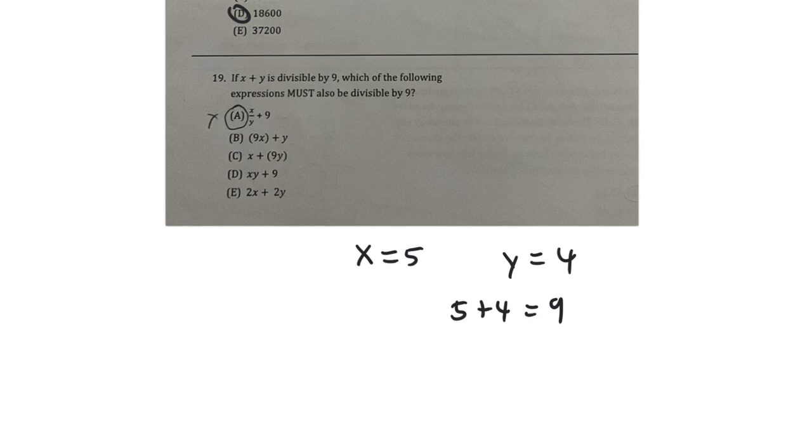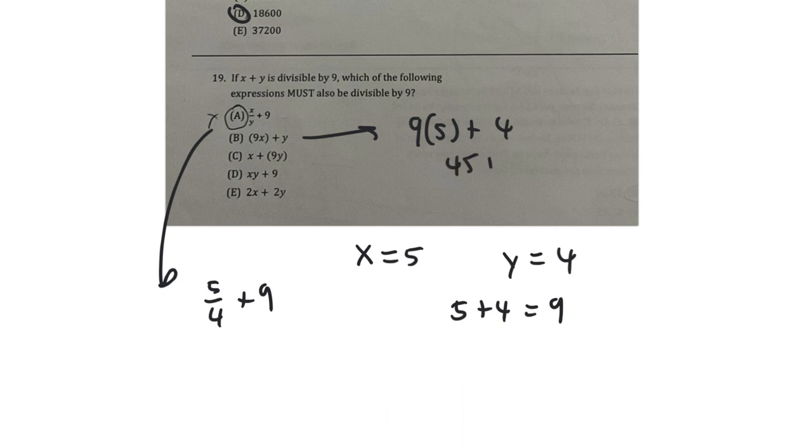So looking at answer choice A, is it the case that we could say 5 over 4 plus 9 is divisible by 9? Well, actually, no, because this is a fraction, and the presence of that fraction just kind of throws everything off, okay? This one, however, it's going to be 9 times 5 plus 4. 9 times 5 is 45. And 45 plus 4 is 49. Now, is that divisible by 9?